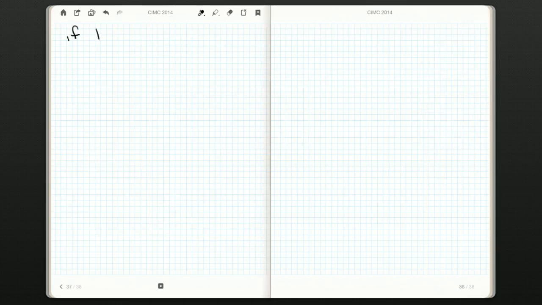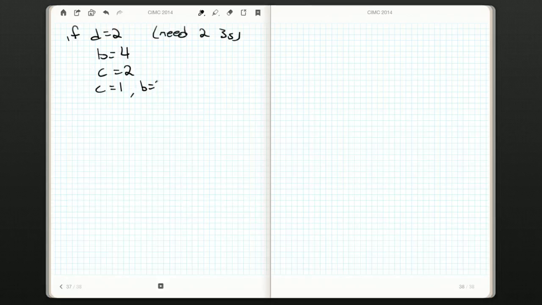How about if D equals 2? So we need 2 3s. B could be equal to 4. C could be equal to 2. C could be equal to 1. B equal to 2. And C equal to 0, we already have that. So what would that be? A is equal to 4. That one's not going to work. A is equal to 6. That's not going to work. And A equals 5. That's not going to work.